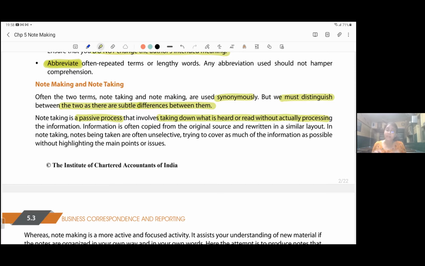You all are understanding first and then you all are writing. There are two different things. Making means you all are understanding first and then you all are writing, and note taking means you all are writing and understanding. Clear?